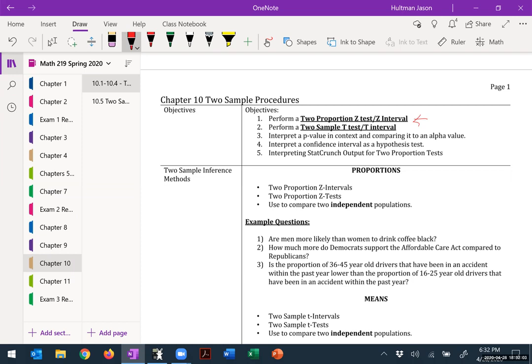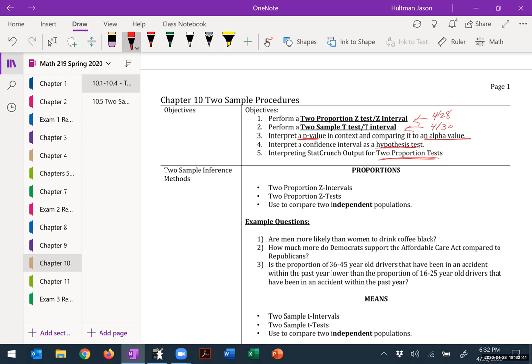We're going to perform a 2-sample proportion test, which is 428, and then the 2-sample t-test is 430. We're going to interpret the p-value in context and compare it to its alpha value. We're going to interpret the confidence interval as a hypothesis test. And we're going to interpret StatCrunch output for 2 proportion tests. I might do it on the calculator as well, but I will definitely be using StatCrunch.